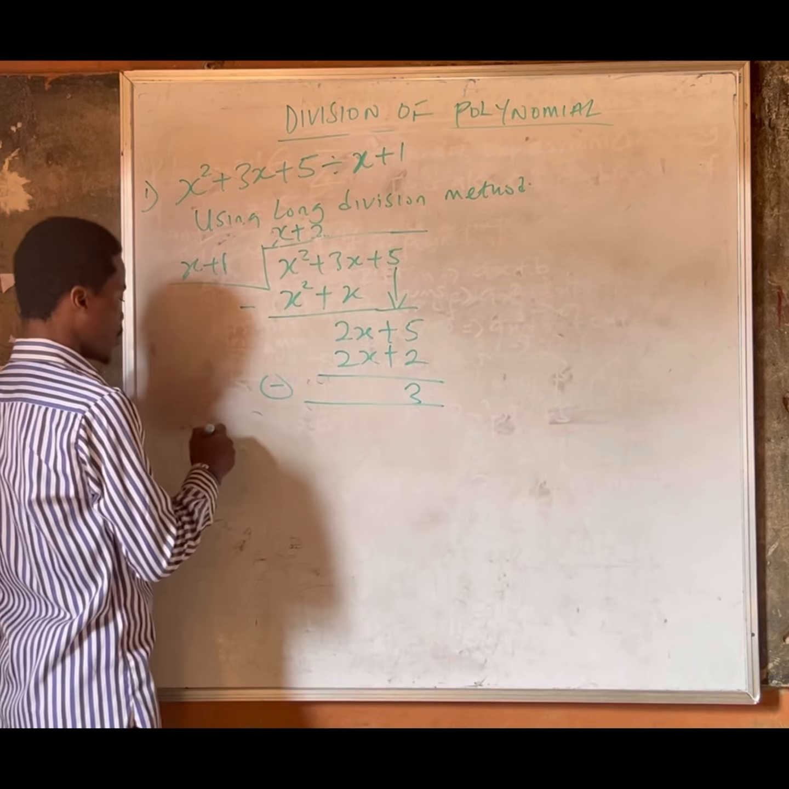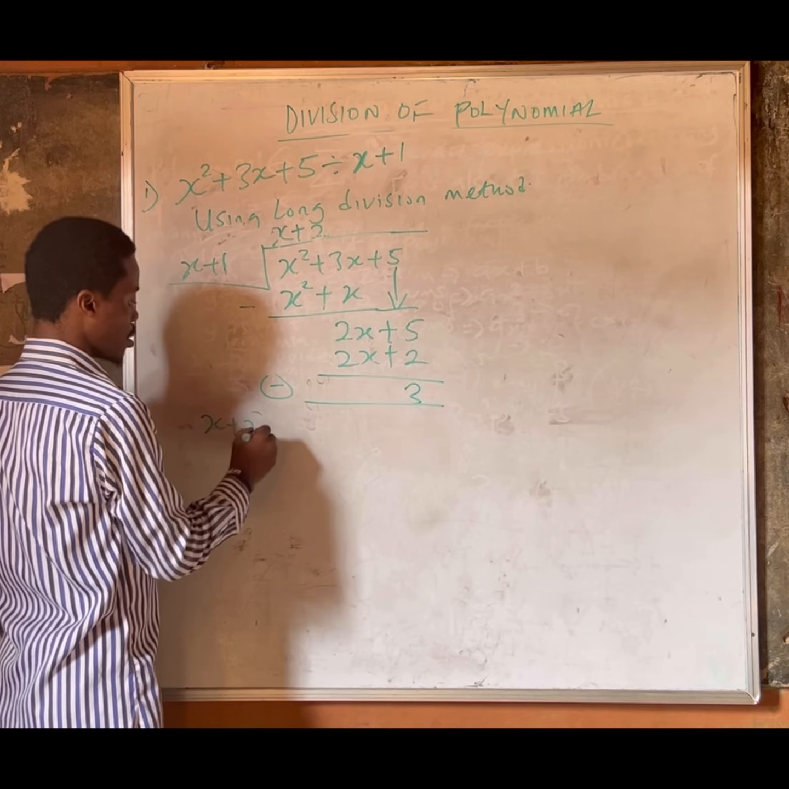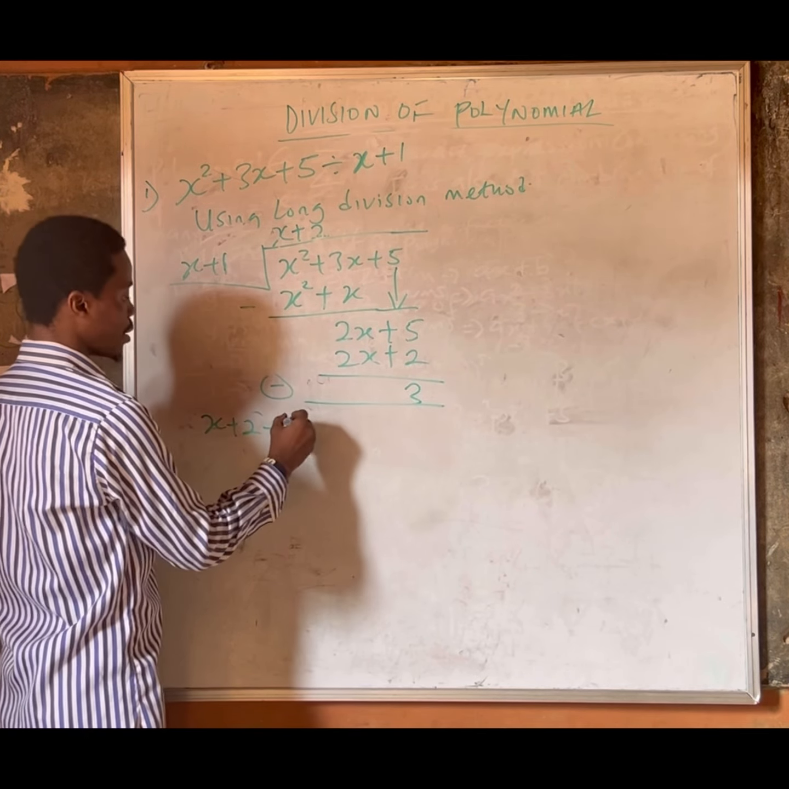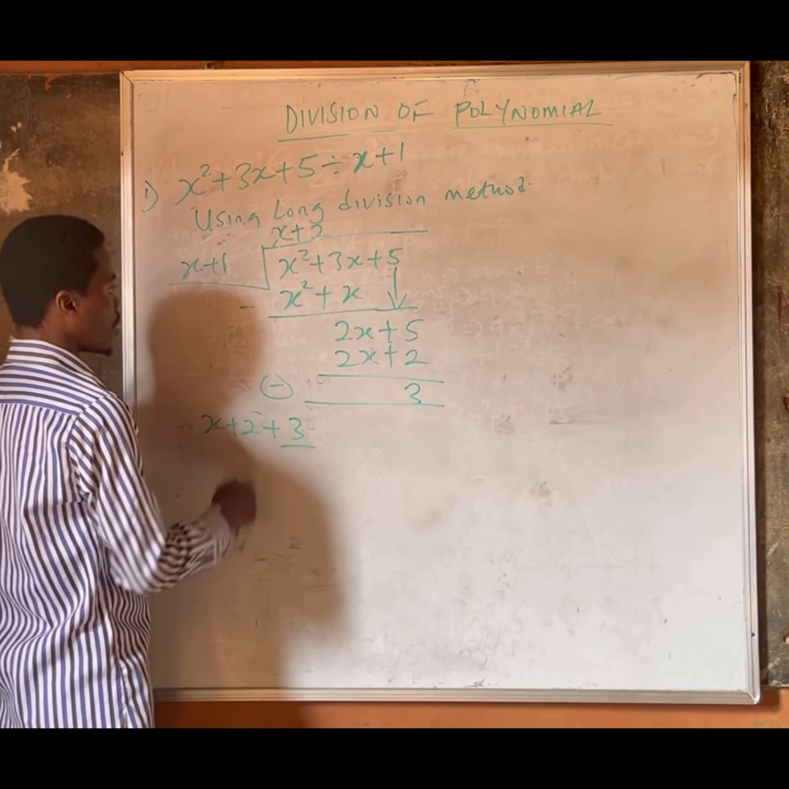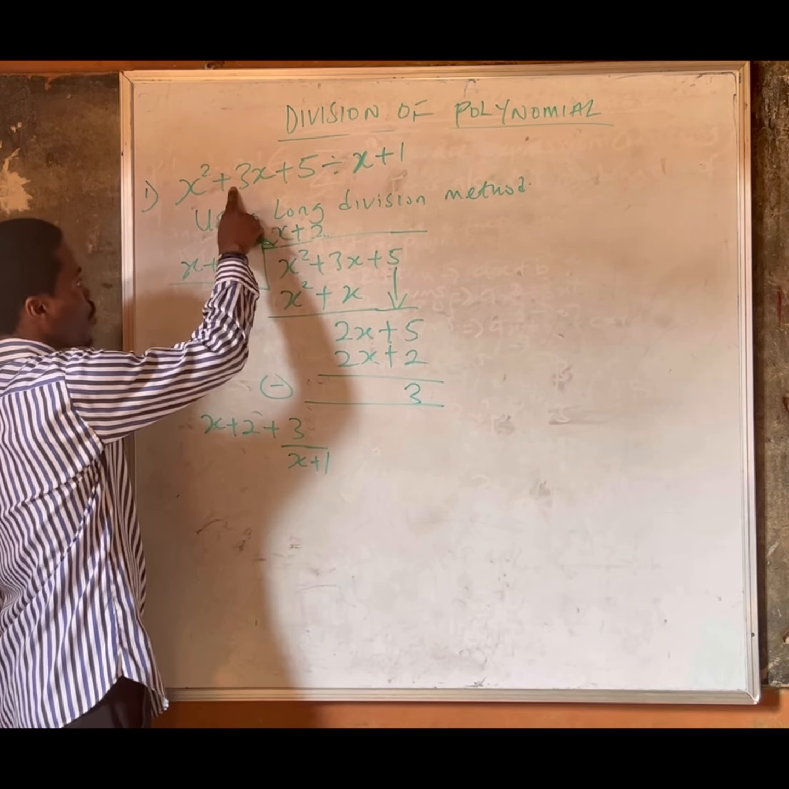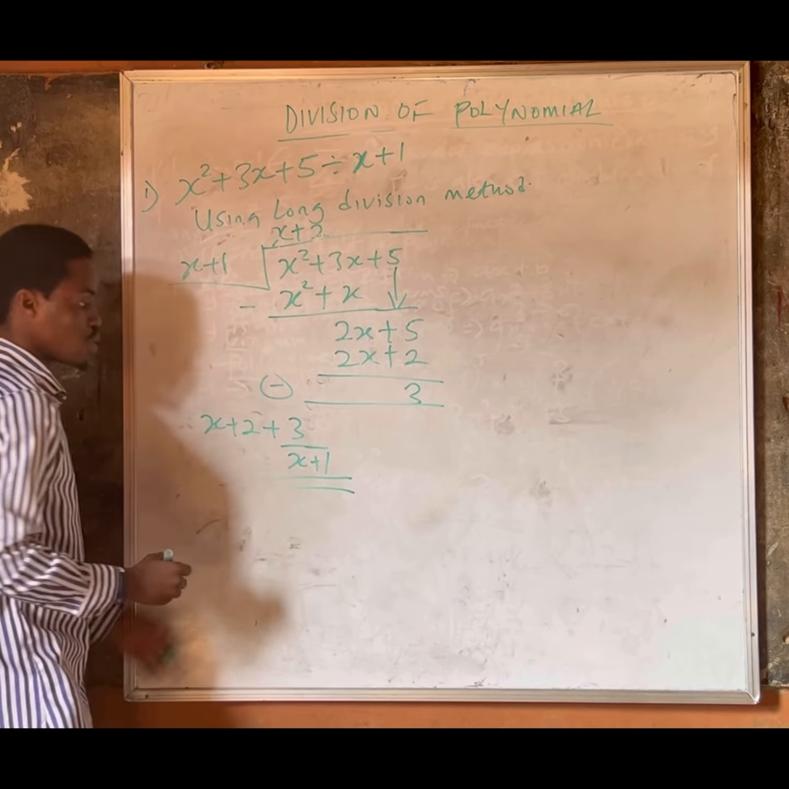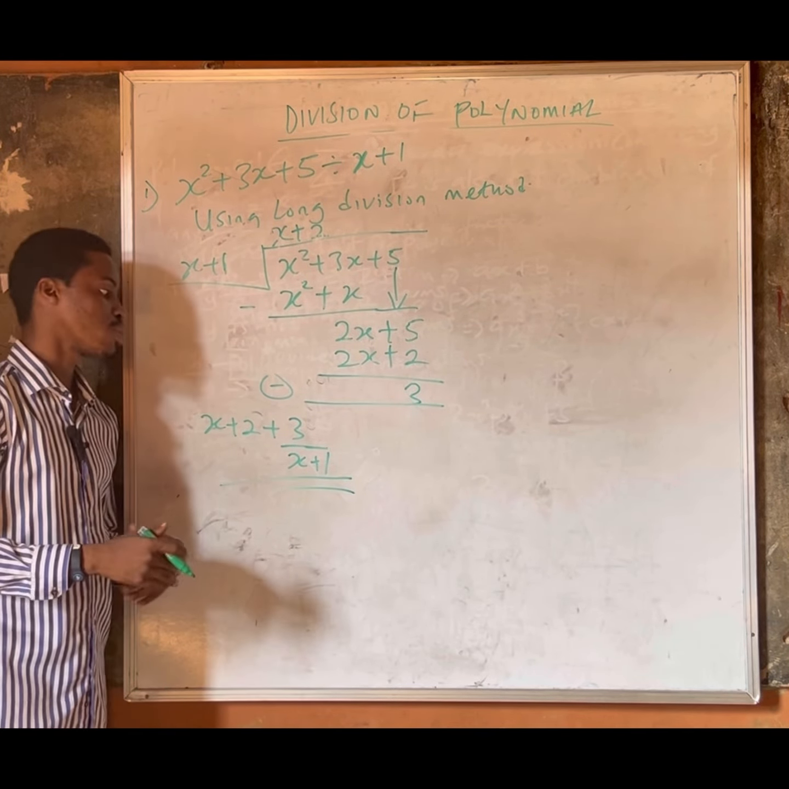So from here, since we have a remainder, we now have what? What's our quotient? x plus 2. Plus what's our remainder? 3. All over what? Our divisor, x plus 1. So x squared plus 3x plus 5 divided by x plus 1, we get this. So this is our final answer.